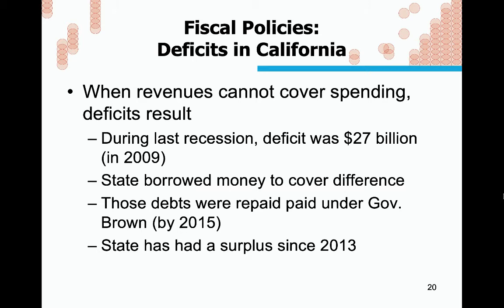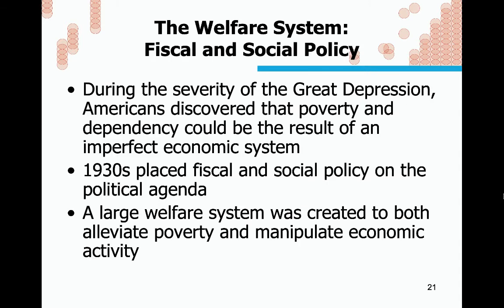California had a deficit of some $27 billion during the last recession in 2009. But the state borrowed money to cover the difference, and those debts were repaid by 2015. And the state has had a surplus since 2013. I believe in California, the state government cannot run a deficit. I mean, it's technically illegal. And that's the case in most states.